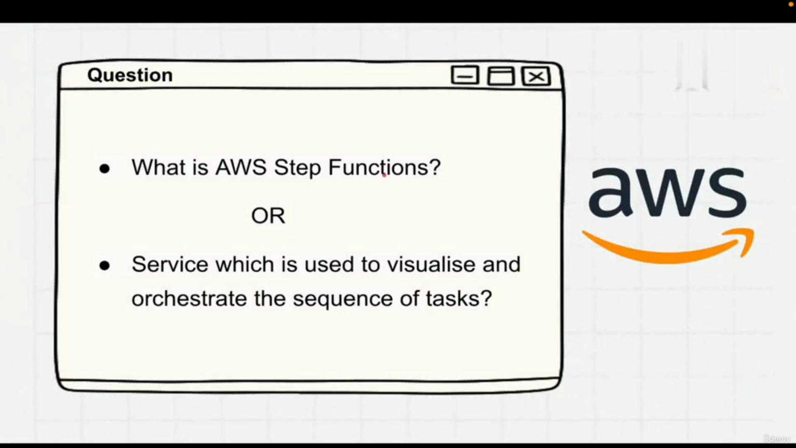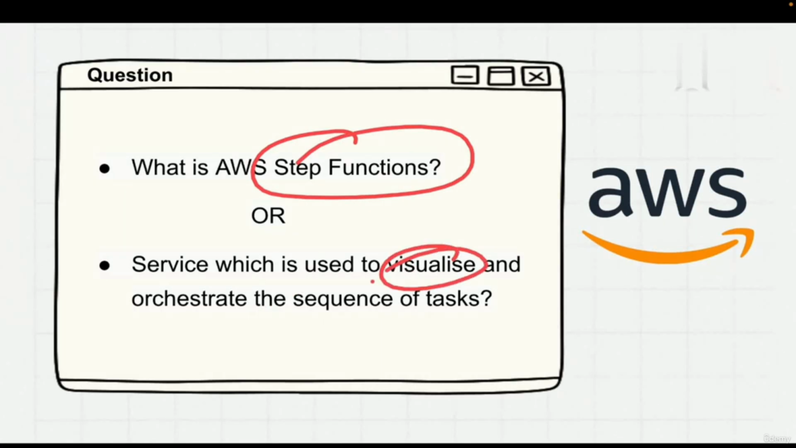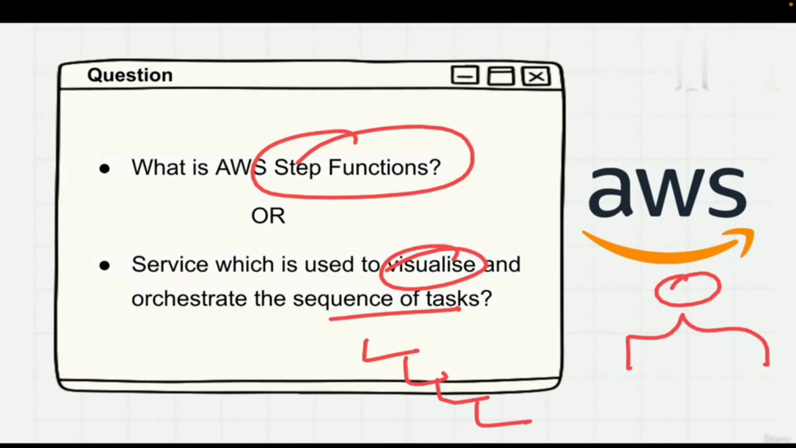Everyone, in this session, we are going to talk about the step function. So the question can be asked in the form: name a service which is used to visualize and orchestrate a sequence of tasks. Let's say you have several tasks available, and one by one they need to be followed in a particular sequence. Let's say there is a condition available, then it needs to follow the sequence accordingly based on the condition accepted.